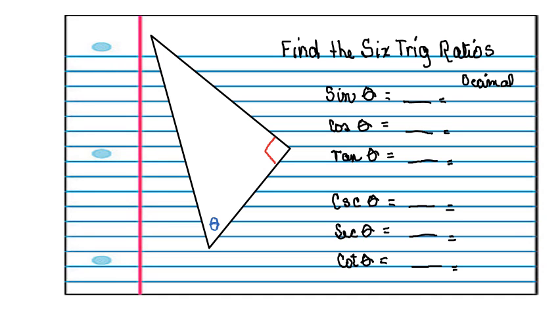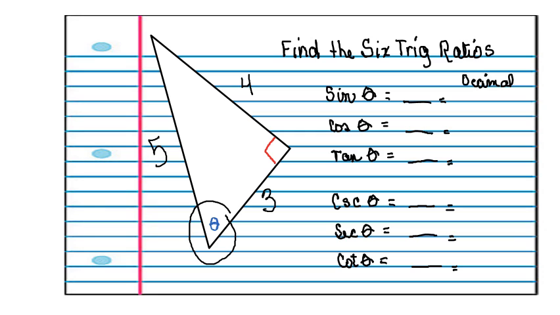Let's find the 6 trig ratios for a triangle that has 2 sides. One of them's a 3 and the other's a 5. Now you remember, as long as we have 2 sides, we can always go find the third side by Pythagorean it. And since we have a 5 on the hypotenuse and a 3 on the leg, we know we have a 3, 4, 5.